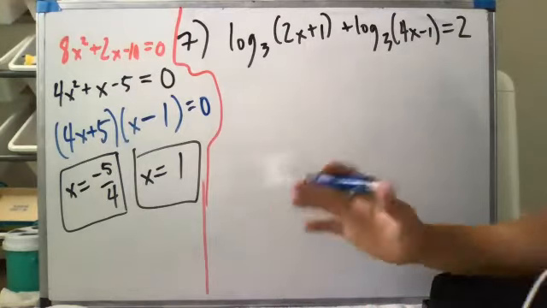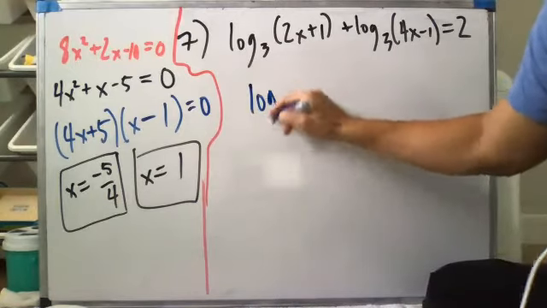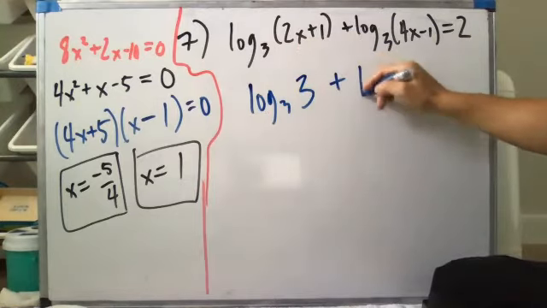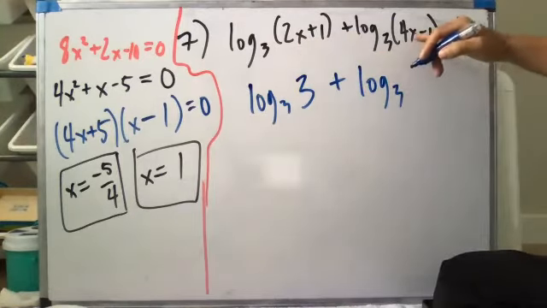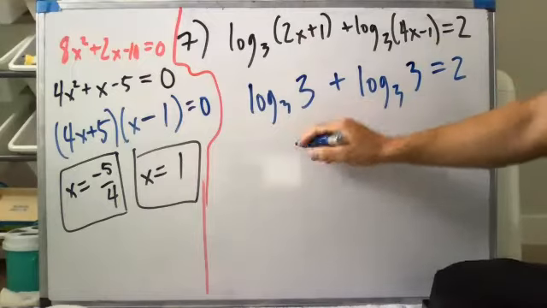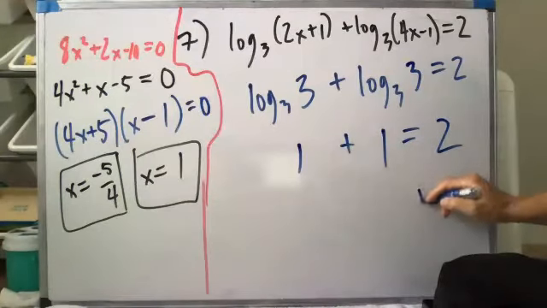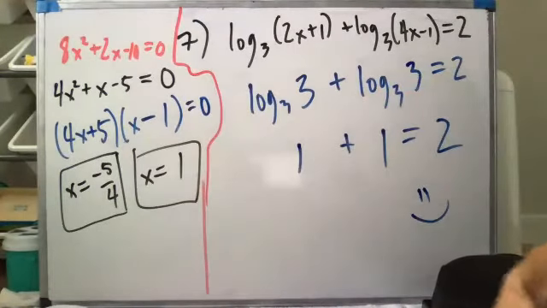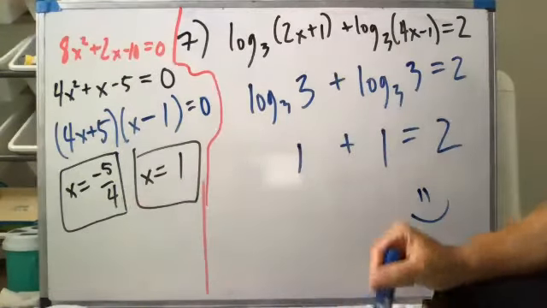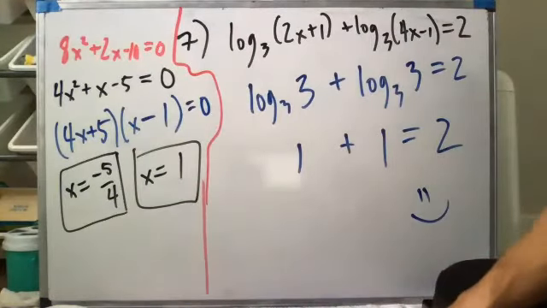By the way, this is extra. I'm not asking you to do this, but I'm just curious to see how it pops out. So this is log base 3 of 2 times 1, that's 2, plus 1 is 3. So log base 3 of 3. And log base 3 of 4 minus 1, which is 3. So log base 3 of 3. Well, log base 3 of 3 is just 1, right? And log base 3 of 3 again is just 1. So 1 plus 1 is equal to 2, which is true. So x equal to 1 is in fact the solution. And I'm guessing something similar will happen with negative 5/4. Maybe not quite as pretty, but in the end it should add to 2.